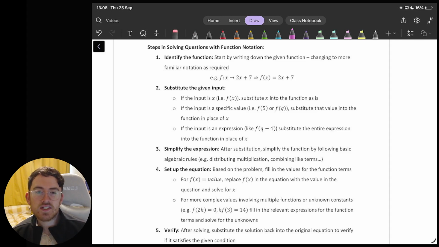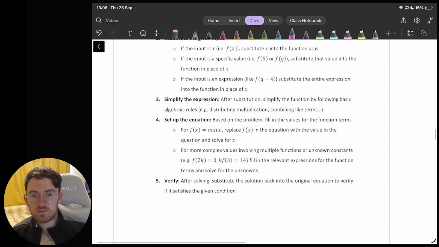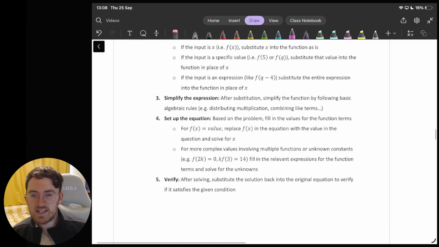If they've given us an expression, which we might have as well, such as q minus 4, then the same idea. Everywhere we have our x value, our input, we are going to put that expression, q minus 4. We will then simplify as far as possible using our basic algebra rules. Okay, from there on out, it's largely algebra. We set up the equation. Okay, we fill in what we need and we answer the question that they've given of us.